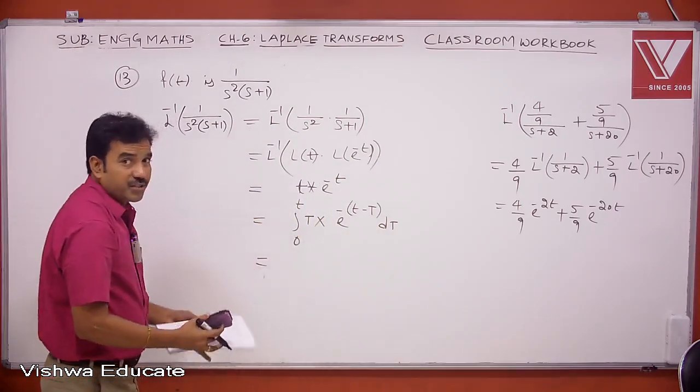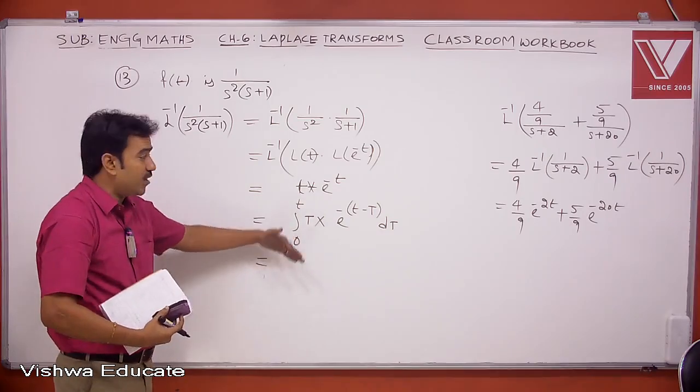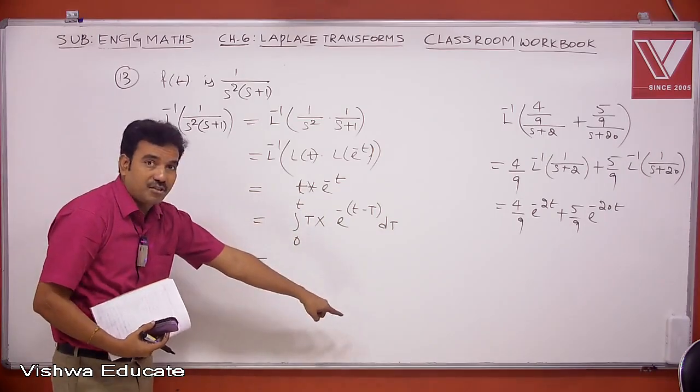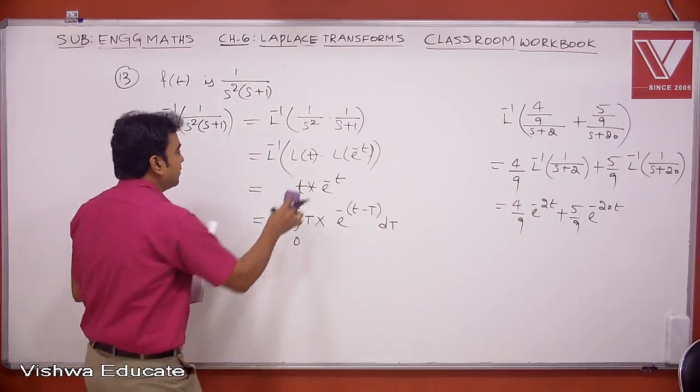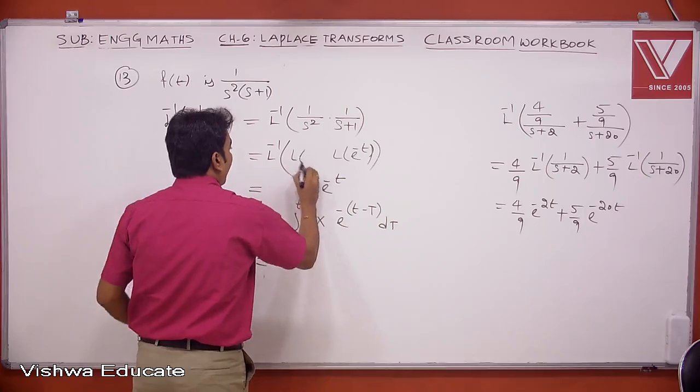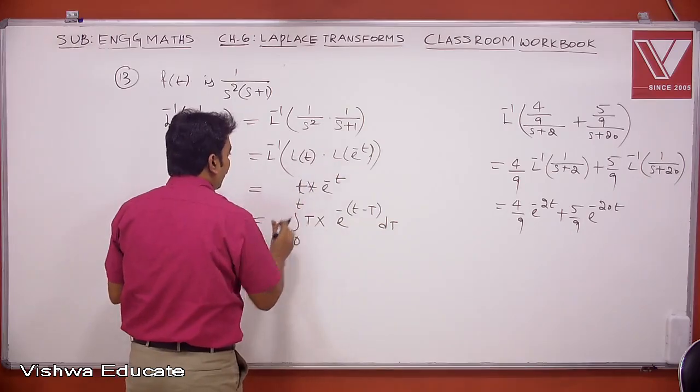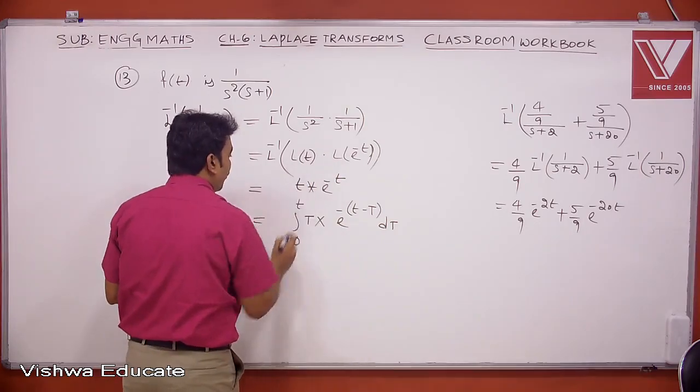So even you can cross check it. When you cross check it, you can understand whether you have done right or not. So it's a wrong calculation. So therefore L inverse of 1 by s square is Laplace of small t. So therefore this is small t star e power minus t.